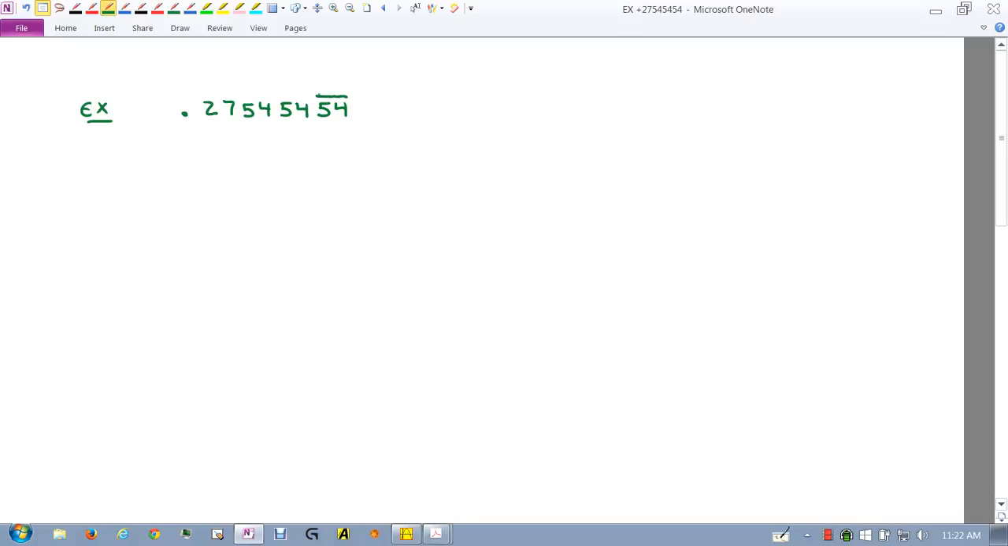Does it ever stop? Okay, is there a pattern to it? Yes, that means it's a fraction. Tell me what the fraction is that gives you that number without hitting it on your calculator. All right, here we go.